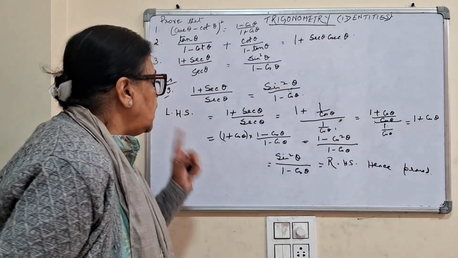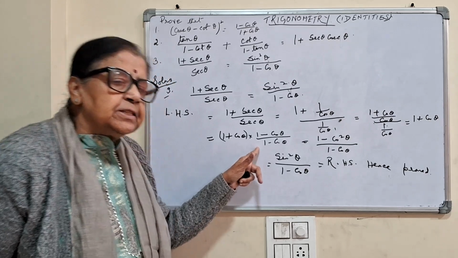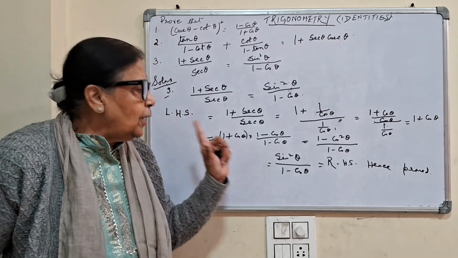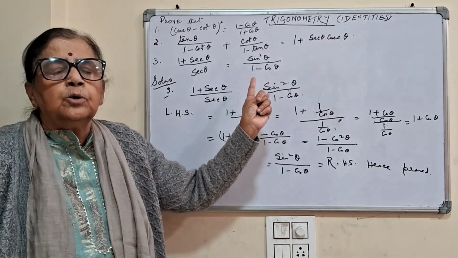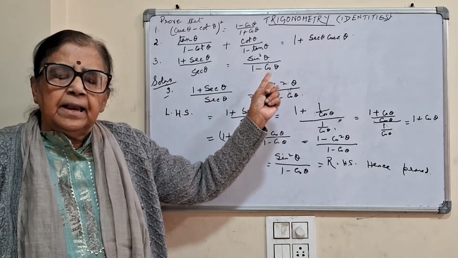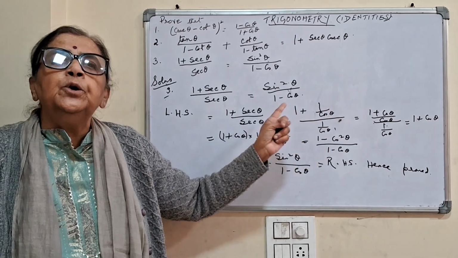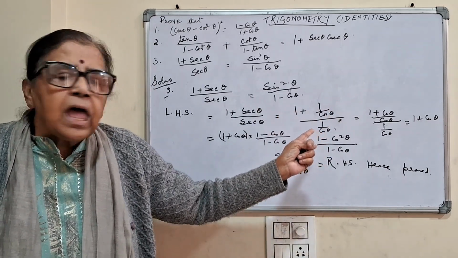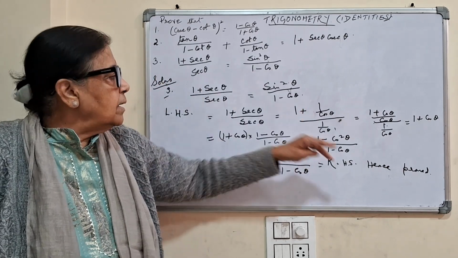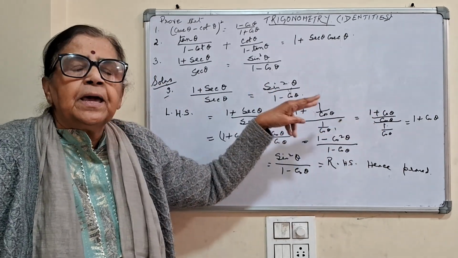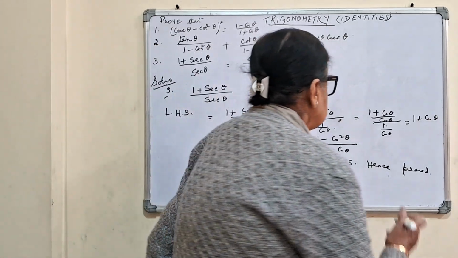Now, if I don't want to multiply, this is called rationalization. If I don't want to do it, I can directly open the right hand side also. Sin square theta is equal to 1 minus cos square theta, divided by 1 minus cos theta. The same thing will remain: a plus b, a minus b. 1 minus cos theta will be cancelled. So hence proved.